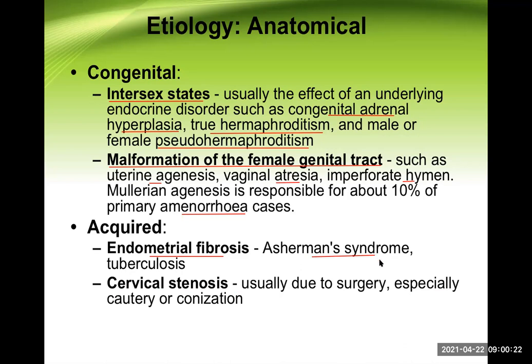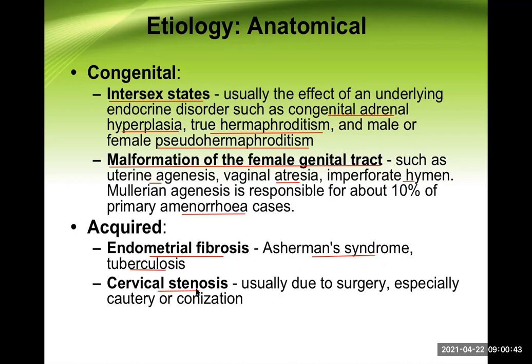So this is known as Asherman syndrome. Tuberculosis is another condition which can lead to Asherman syndrome or endometrial fibrosis. Now, cervical stenosis is a definite cause of amenorrhea, because the menstrual flow cannot come.